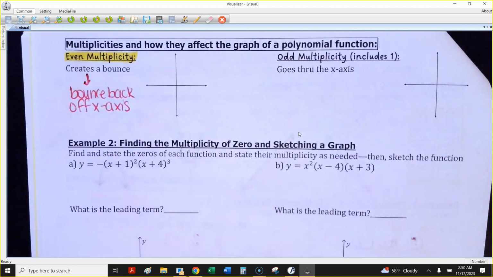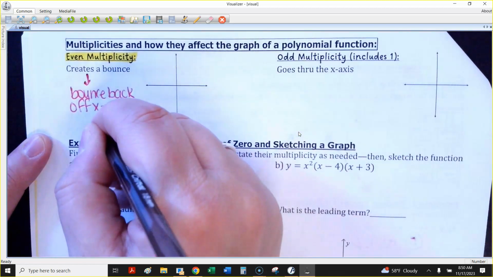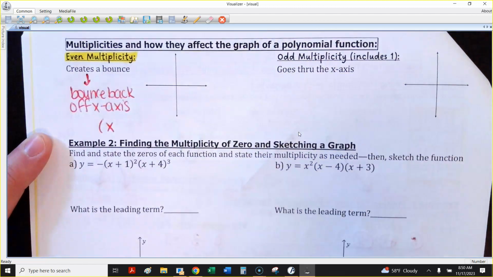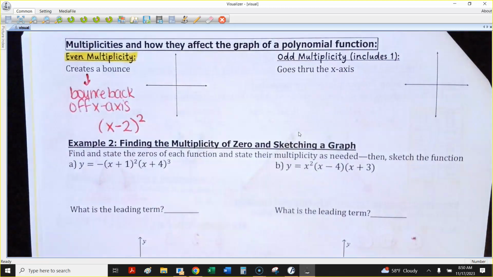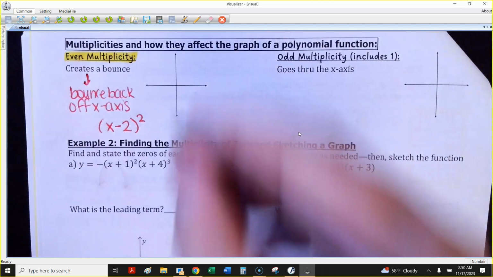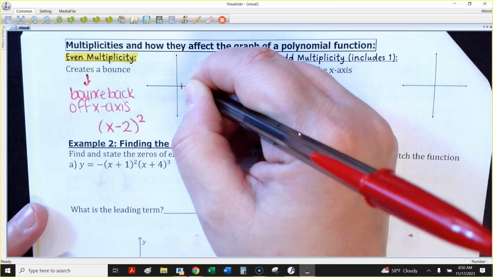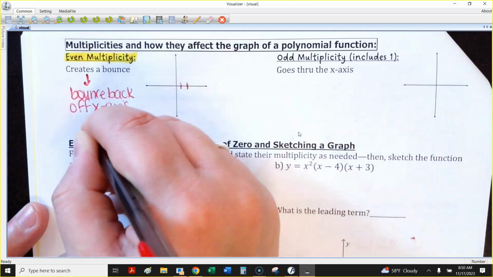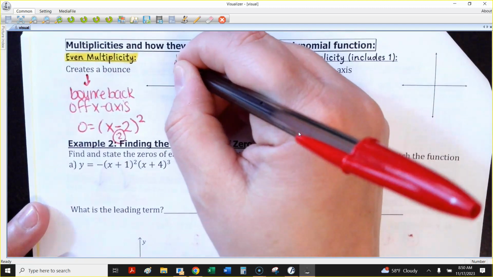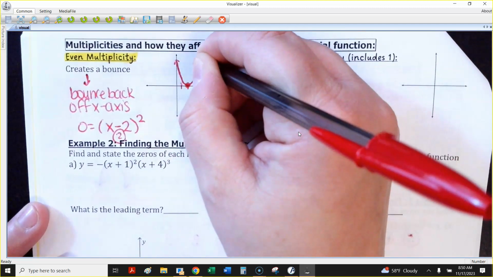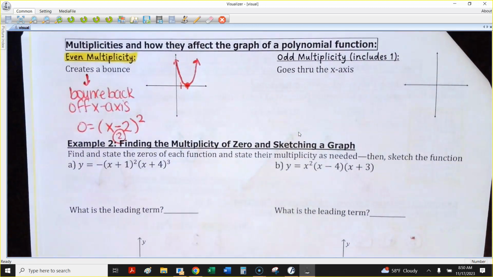So I'm just going to make up a tiny example. Let's say we had x minus 2, and that was squared. All right, so my multiplicity there would be even because it's squared. This is what it would look like. The zero would be positive 2. And instead of going through the x-axis, I bounce back the direction that I came. So I touch the x-axis, but I don't go through it.